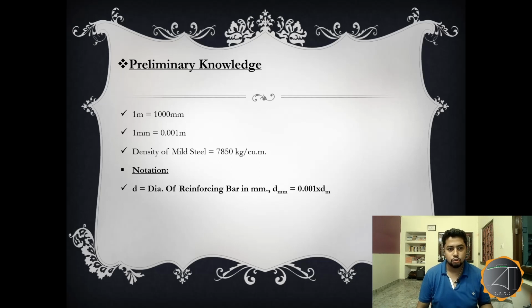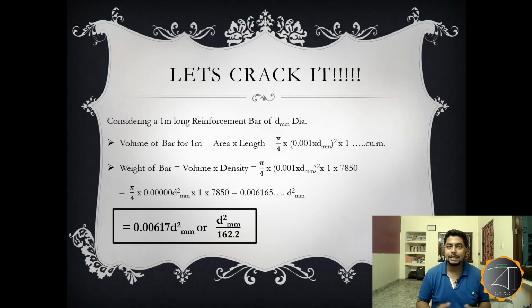Some preliminary knowledge you must know is that 1 meter equals 1000 millimeter. Therefore 1 millimeter equals 0.001 meter. The density of mild steel is 7850 kg per cubic meter. Some notations I am using: small d is the dia of the reinforcing bar in millimeter, or converting millimeter into meter, d mm equals 0.001 d meter. Let's crack it. Let us consider a reinforcing bar of 1 meter length and diameter d in millimeter.